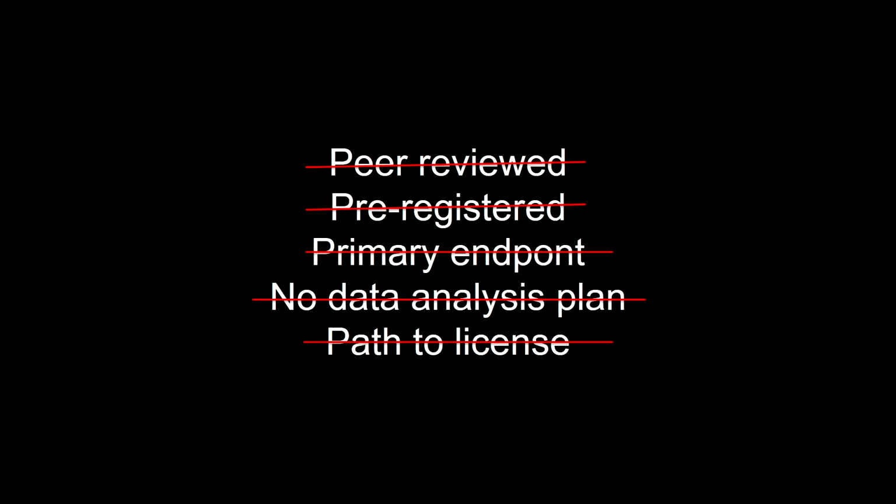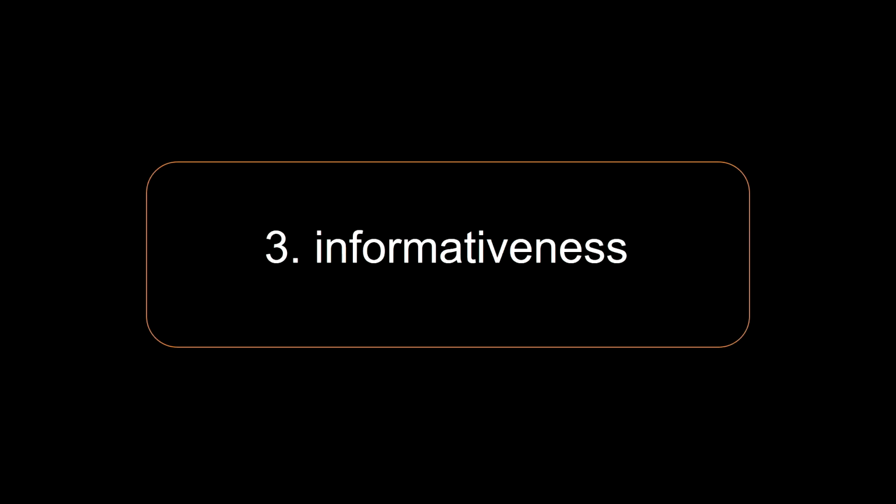On the other hand, there are a lot of other aspects that are not what we typically expect in the context of research. This did not go through a rigorous peer review process and selection. Unlike most research, there wasn't any kind of pre-registration of this N of 1 clinical trial. There was no primary endpoint in the protocol. There was no clear data analysis plan. And there's not necessarily a clear path to license. So in many ways, this example really strains our traditional notions of what research ought to be.